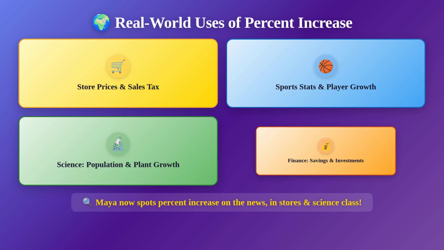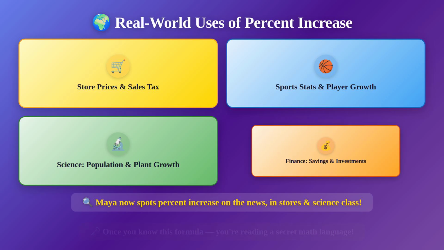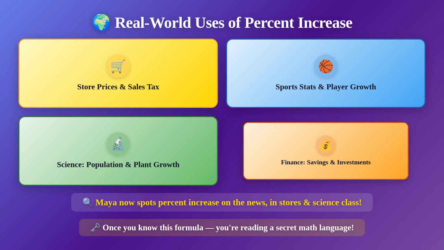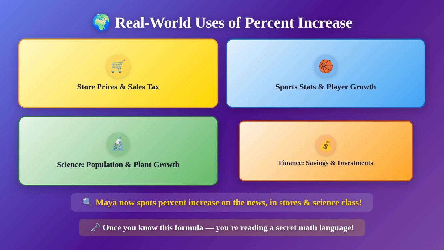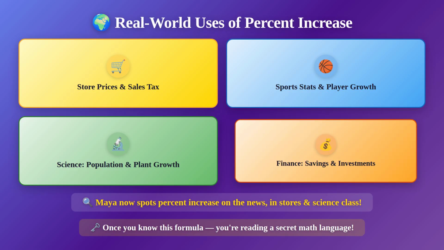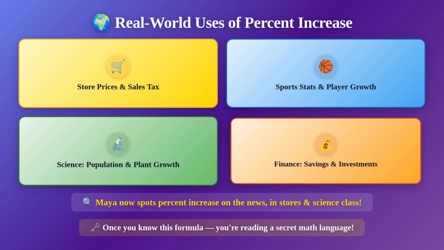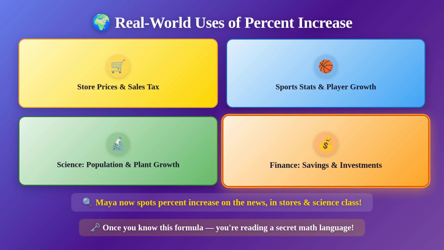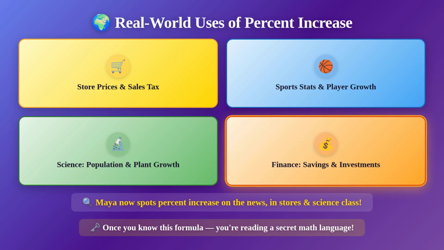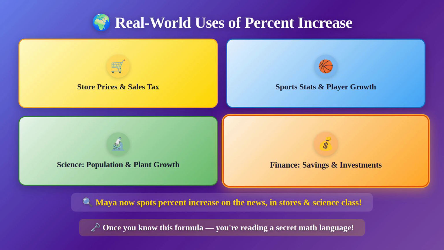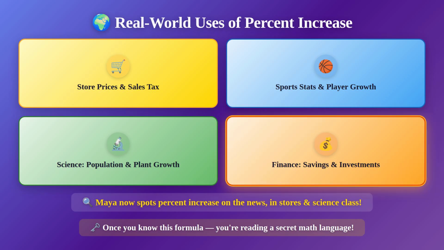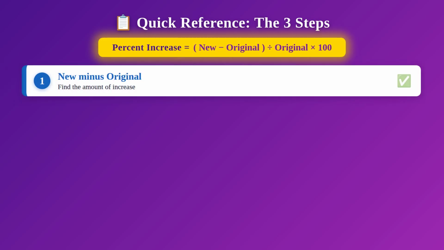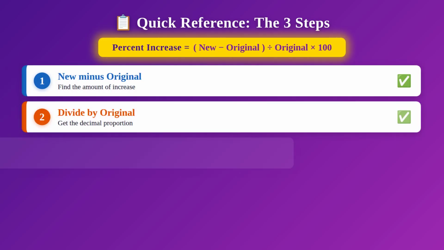Here's the really cool part. Percent increase shows up everywhere in the real world. Stores use it to show price changes. Sports announcers use it to describe how much a player has improved. Scientists use it to track population growth or how fast a plant grows. And in finance, banks use percent increase to show how your savings grow over time. Maya now sees percent increase on the news, in the store, and even in her science class. Once you know this formula, you'll spot it everywhere too. You're basically reading a secret math language.